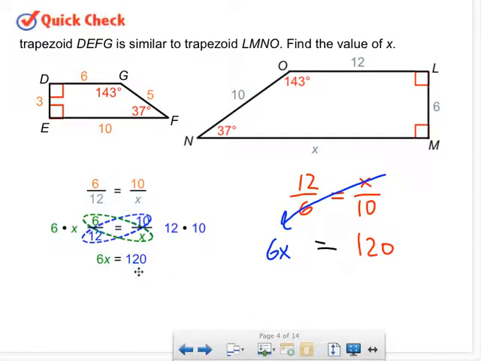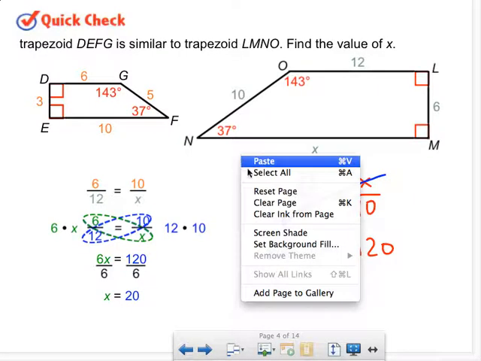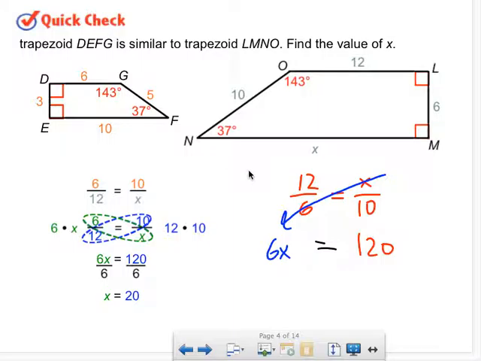I'm just going to walk you through this. Divide both sides by 6. We get x equals 20. Just like here. Divide both sides by 6. I get x equals 20.